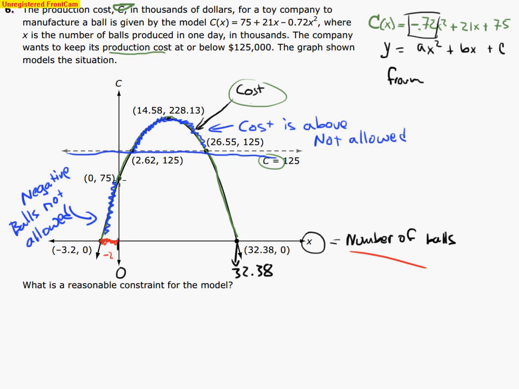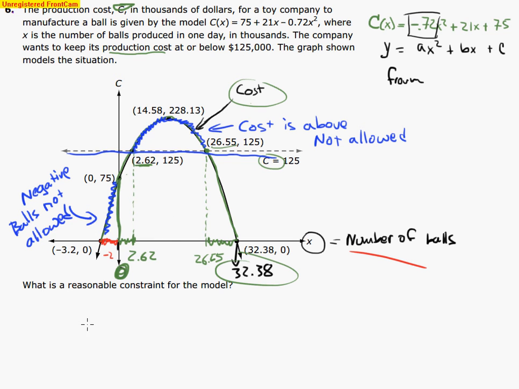So if I want to actually track down and see, ooh, that's going to start at 0, and it's going to track all the way over to whatever number is in my x value. So that would be this number, all the way over to 2.62. So that would be 2.62 thousand. Then again, I start up at this number, which would be 26.55, and I track all the way over to my 32. So these areas are the areas that I would say reasonably constrain my model.